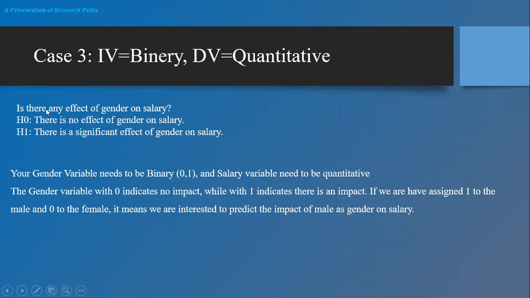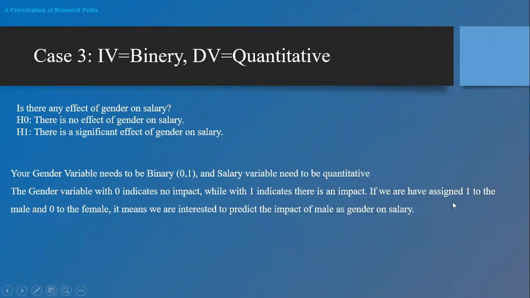So we are going to test this hypothesis: is there any effect of gender on salary? Our null hypothesis would be that there is no effect of gender on salary, while the alternative hypothesis is that there is a significant effect of gender on salary. Your gender variable needs to be binary, 0 and 1, and the salary variable needs to be quantitative.